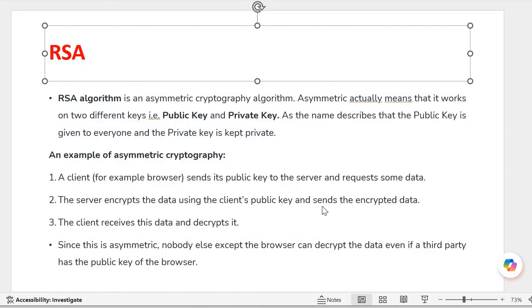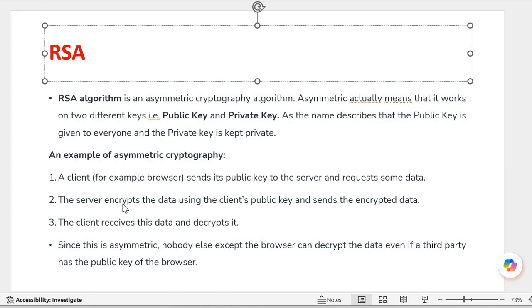So this RSA algorithm, as we know, is an asymmetric cryptography algorithm, and asymmetric means you will have two different keys, a public key and a private key. The public key is publicly available, but the private key is the thing that you have to keep private.